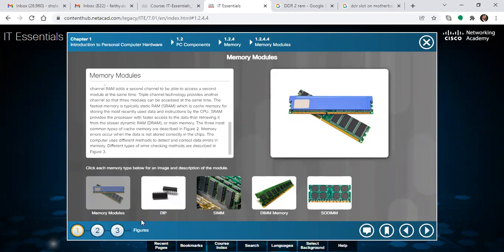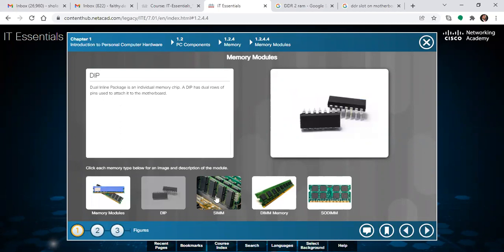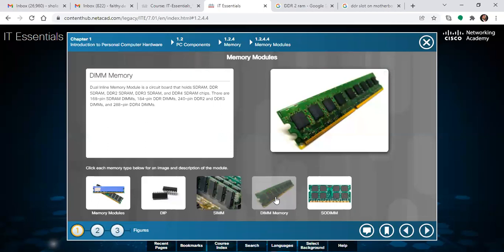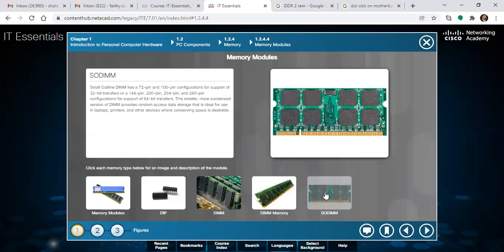So we're going to see this is a DIP. This is a SIM. This is a DIMM memory. Okay, all these things you see are called chips. Those black things there are called chips. Then this is a SODIMM. So let's look at each of them.